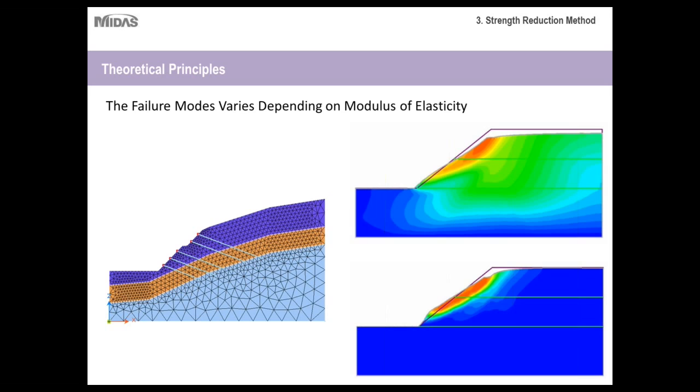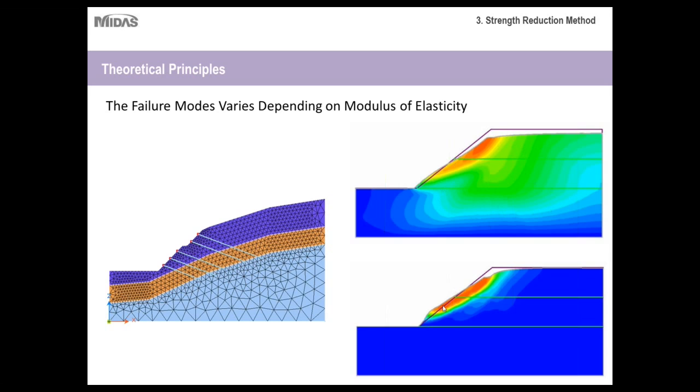Okay, so another thing to keep in mind is that the modulus of elasticity will greatly affect your failure mode. As you can see, we have one slope here, and it's the same project, but the only thing that was changed was the modulus of elasticity. This top slope has a much lower modulus of elasticity, and because of that, the slope deforms in a much different way than the bottom one, where the modulus of elasticity is much higher. There's a significant amount of deformation, not only around the slope itself, but also behind it, and extending well below it.